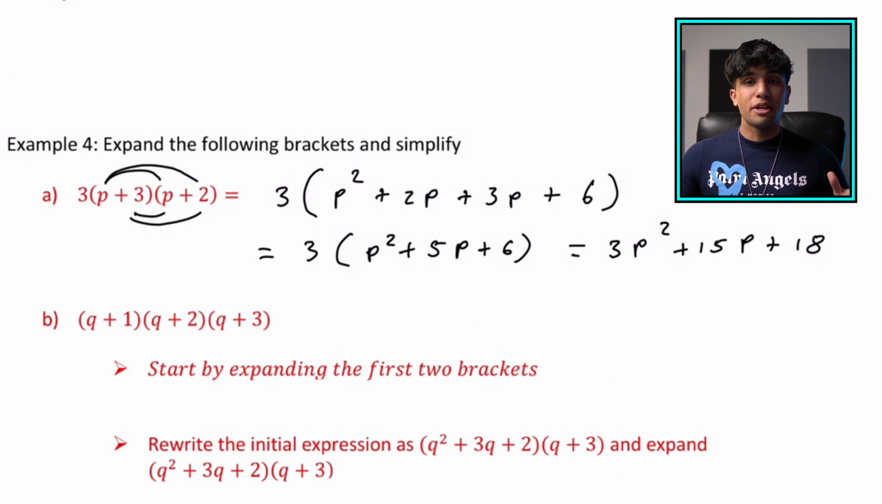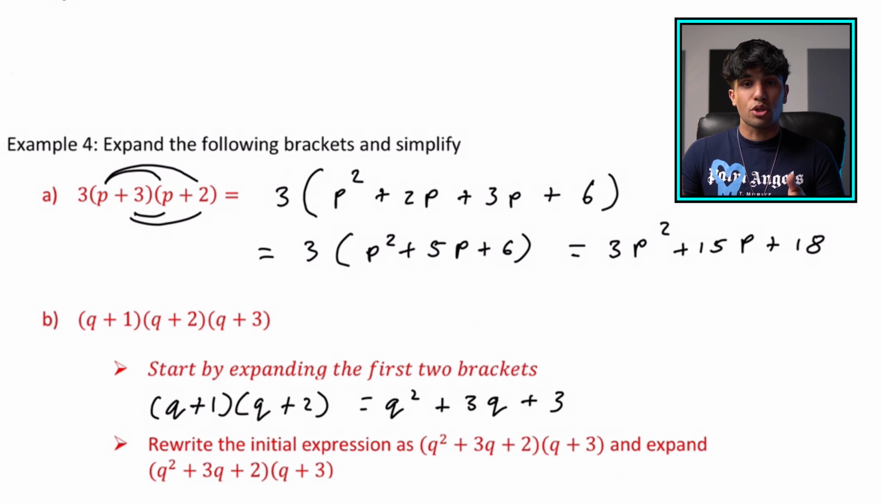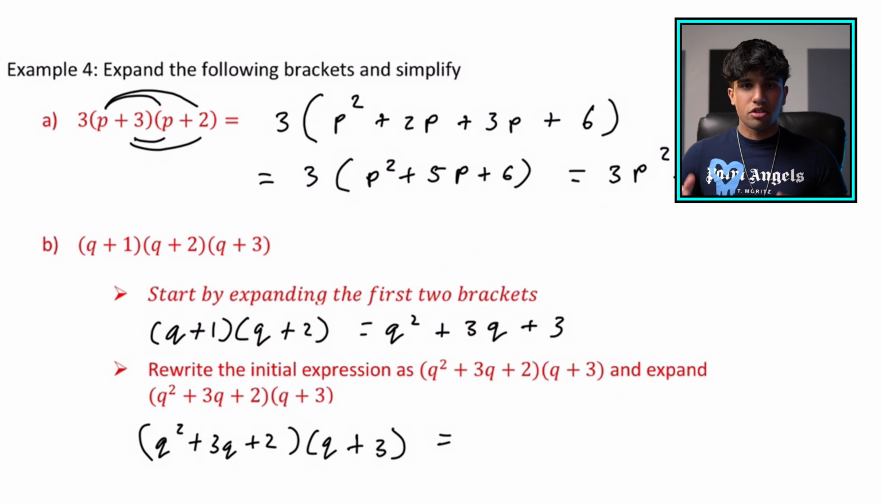Part B may look a bit tricky, but there's an easy way to tackle this. We have 3 brackets, so let's start by multiplying only the first 2. We're going to multiply the answer we've just got now by the third bracket. So we have q squared plus 3q plus 2 times by q plus 3.